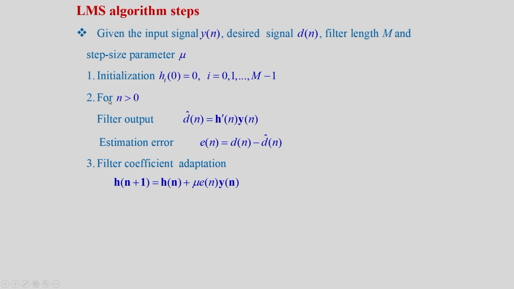Now this is the updating for n greater than 0. Filter output is d hat n, that is equal to H transpose n into Yn. So Yn is passed through the adaptive filter, that output is d hat n. Estimation error En is equal to dn minus d hat n. Now the filter coefficient will be adapted as h sub n plus 1 is equal to Hn plus mu En into Yn vector.